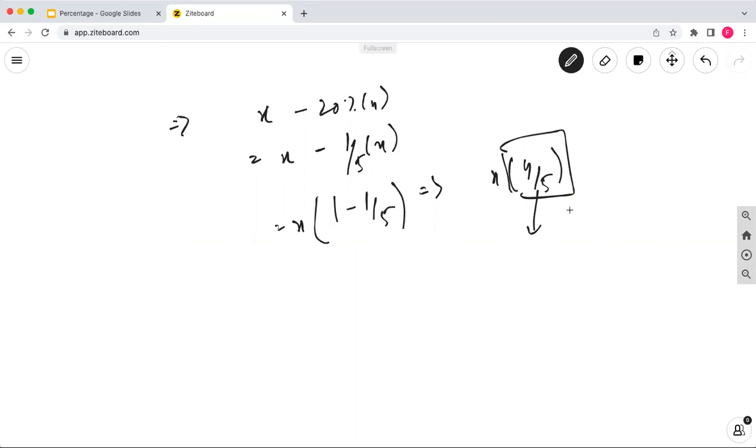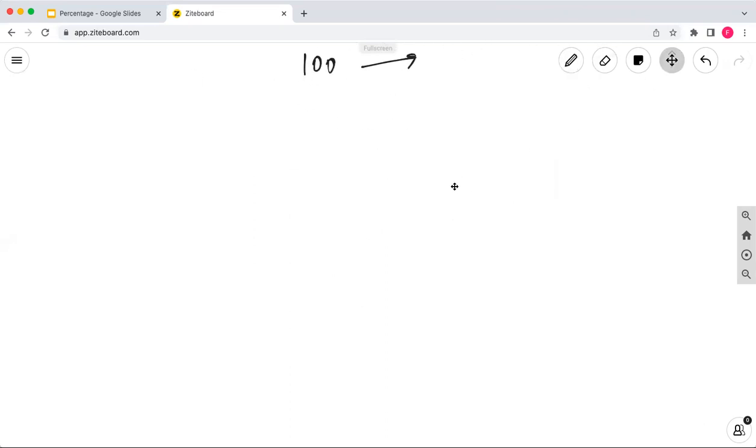Now again, if I ask you a question: I have a number, for example 100, and if I decrease that number by 60%, what is the value? 40. Yeah, exactly 40. One very common mistake which students usually make is that these are totally separate things.